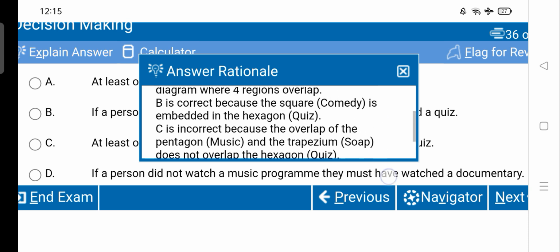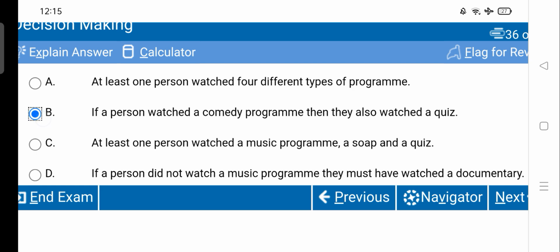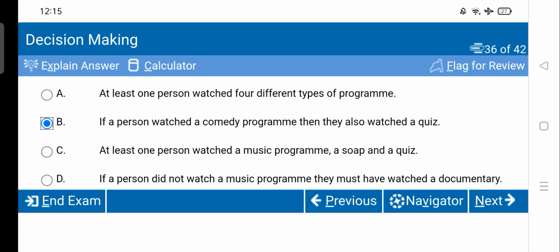So here we have option B as the correct option, which says if a person watched a comedy program, then they also watched a quiz. So this one is the right option.